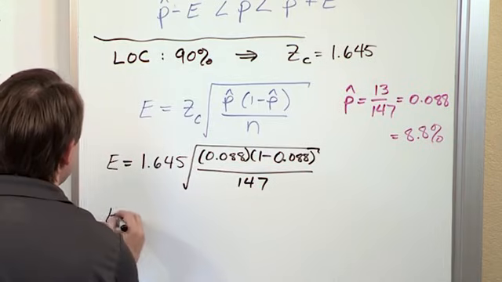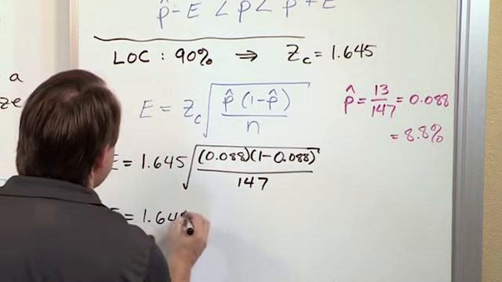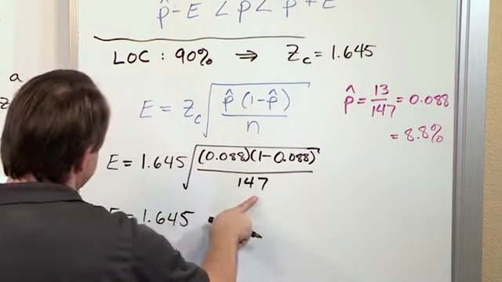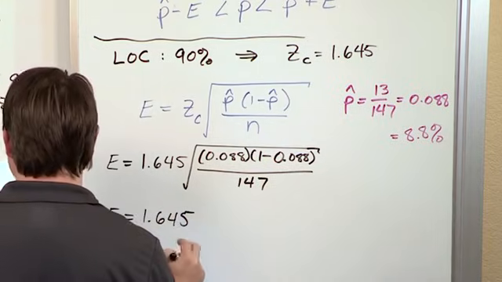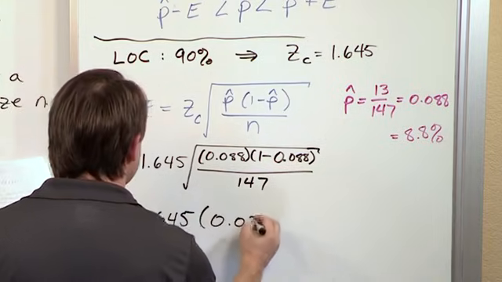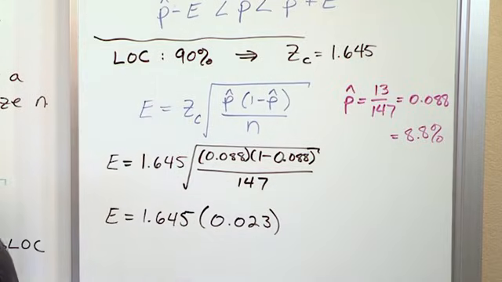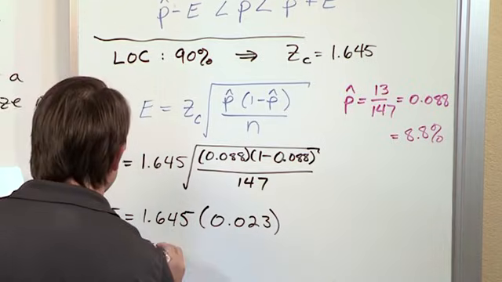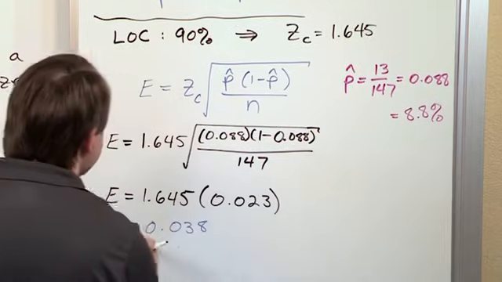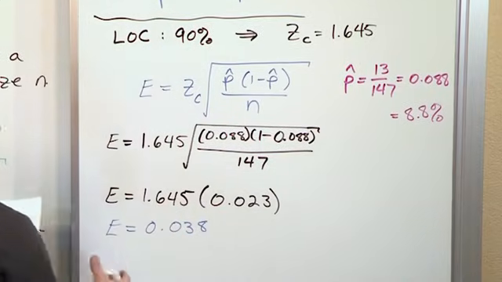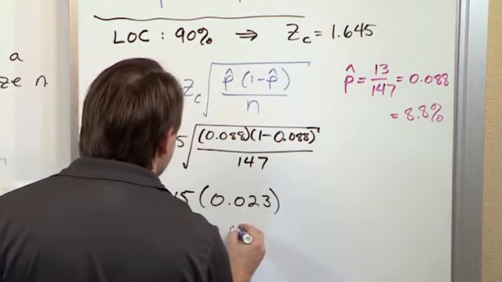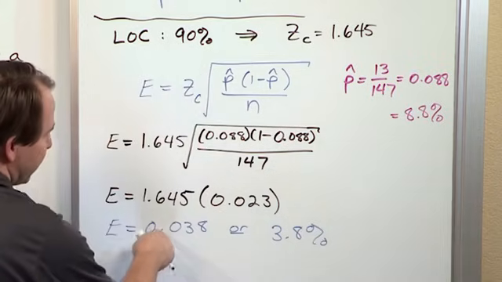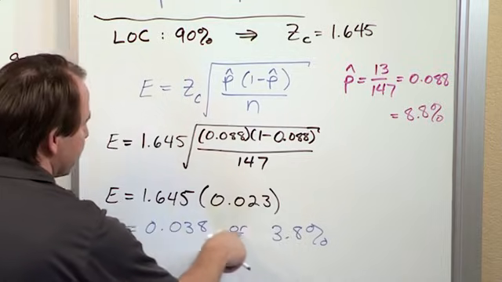Okay? And so what I end up getting is 1.645. Now if I take 1 minus 0.088 and multiply by 0.088 and divide by 147, this will give me a number, and then I take the square root of all of that, I would get 0.023. All right, so now I have two numbers to multiply. The margin of error, when you multiply those, is 0.038. This is how you express it as a decimal, but since this is all about proportions, you can also express it as a percentage, 3.8%, because you multiply by 100, you shift the decimal 2 spots, and it becomes 3.8%.